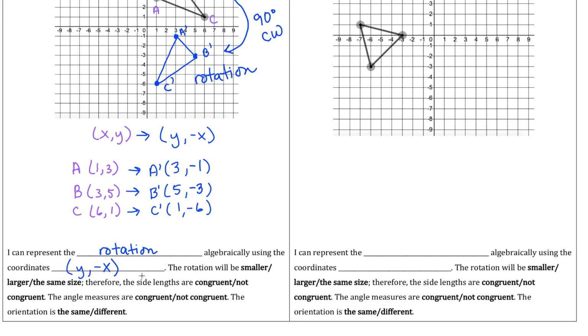The rotation is the same size. That means therefore the side lengths are congruent. The angles haven't changed, so they're congruent. We're still looking at the front, so the orientation is the same.